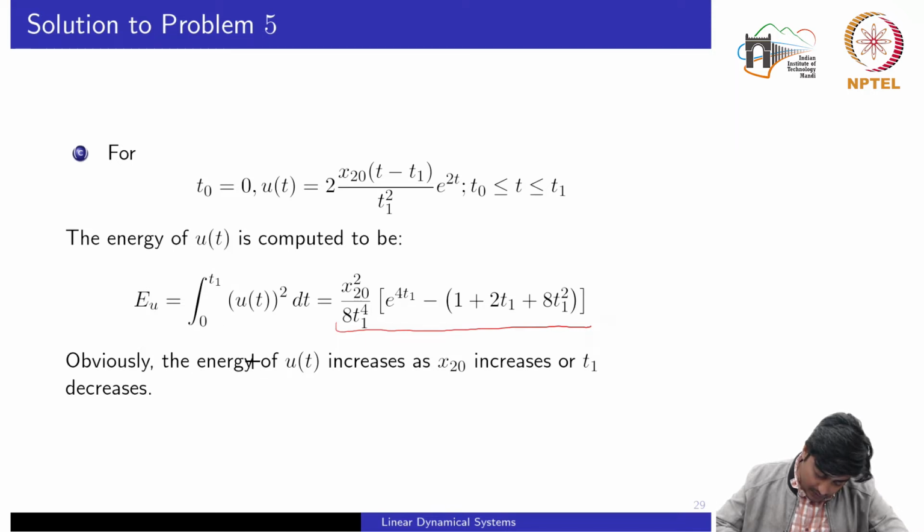So we notice that the energy of u(t) increases as x20 increases. If we keep t1 constant, then as x20 increases, the energy would increase. Now keeping x20 constant, as t1 decreases, the energy would increase. Almost similar behavior to what we had seen in one of the previous problems.